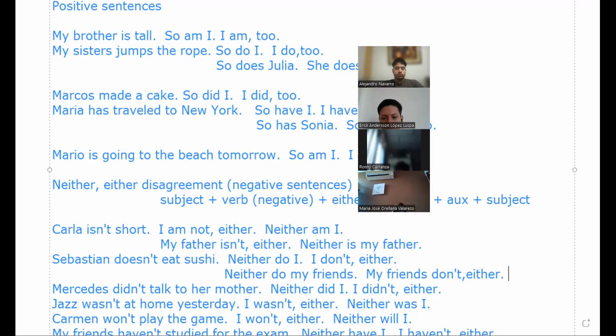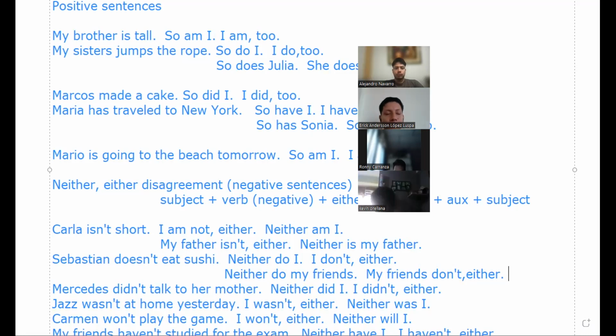More questions? I have a question. Yes. When we have to use neither, the structure is neither plus auxiliary verb plus subject.